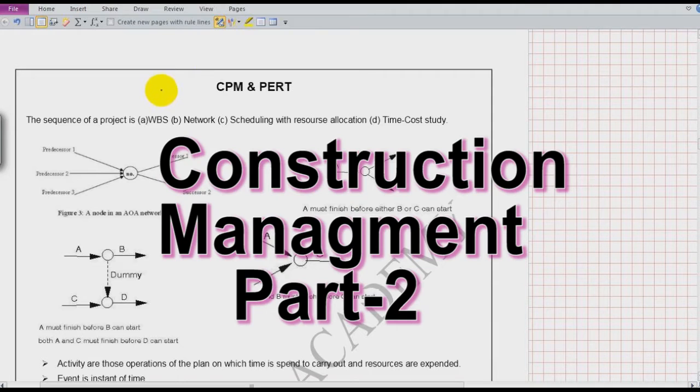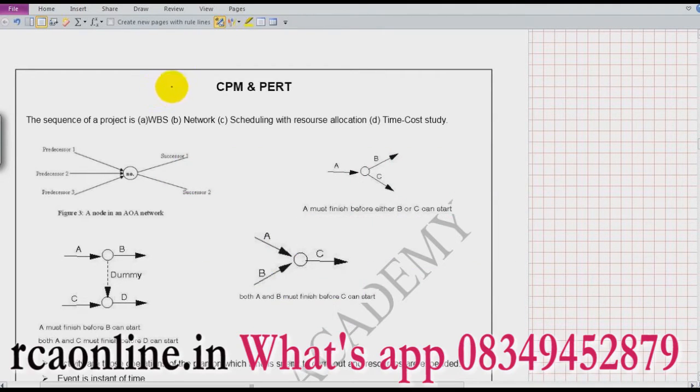Hello friends, in the first lecture of project management, we get a view of the top management time scheduling by work breakdown structure, network and scheduling. Now we are coming to the second and the most important part, which is CPM and PERT. These are two network presentations of the project.